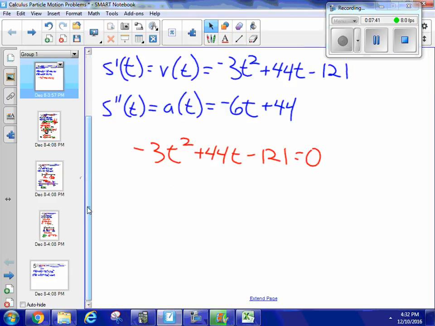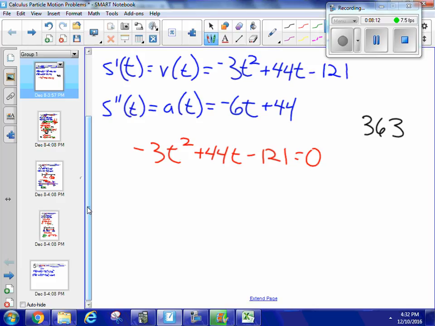Well, this is kind of a big number here. I could use the quadratic formula, but let's see if it's factorable. So I'm going to use the surefire method. I'm going to multiply -3 times -121, and I get positive 363. And I need to find out, are there any factors of 363 that when I add them together are going to give me 44? And I just do this in a very boring but systematic way.